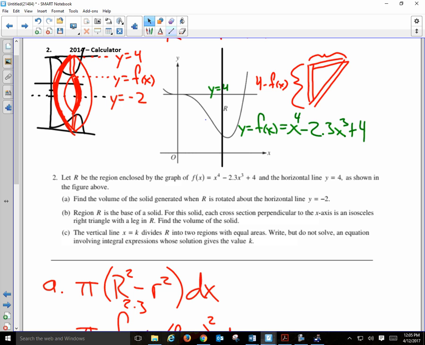So he's saying that this is a k value right there, x equals k. And it wants us to write an equation involving an integral expression whose solution gives you value k. Now, I want to be clear about this. This sounds like a really complicated problem. It's really not that bad at all.